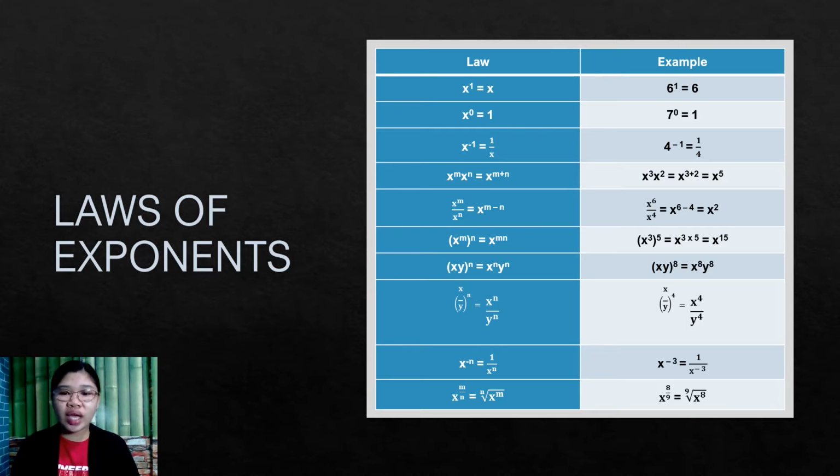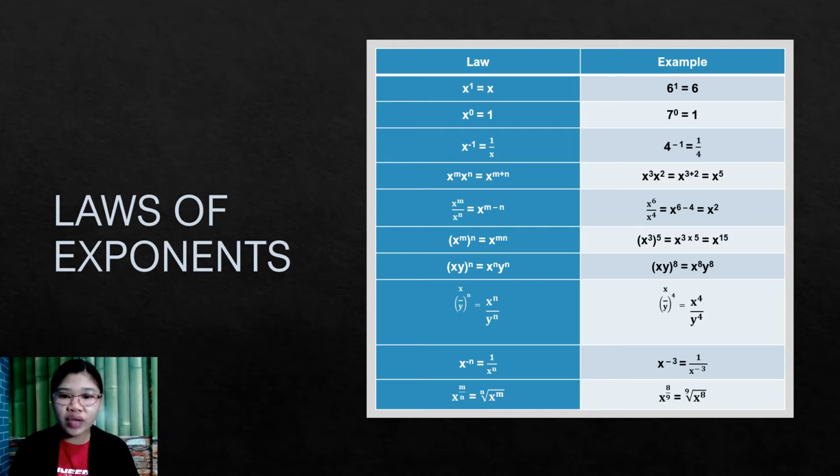Now we have an exponent raised to an exponent. x raised to the m, raised to the power n. So in here, you need to multiply the exponents. In our example, we have x cubed raised to the power 5. We have x raised to 3 times 5, which is x raised to 15.